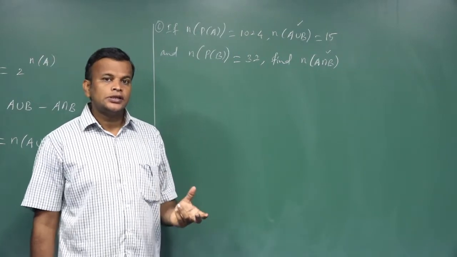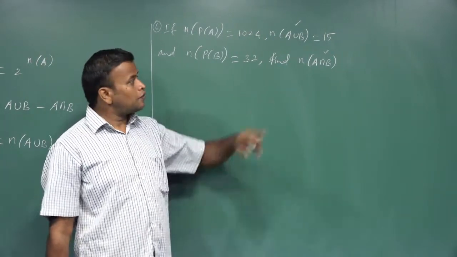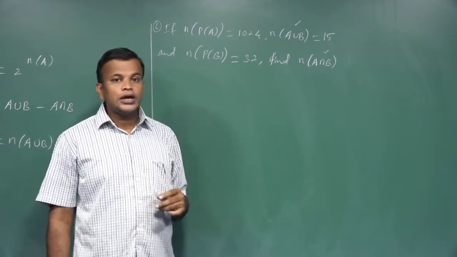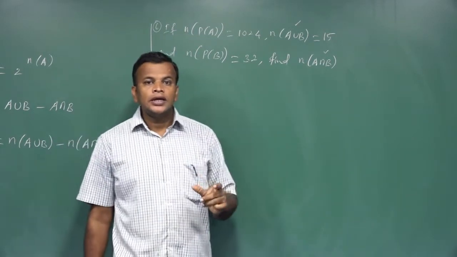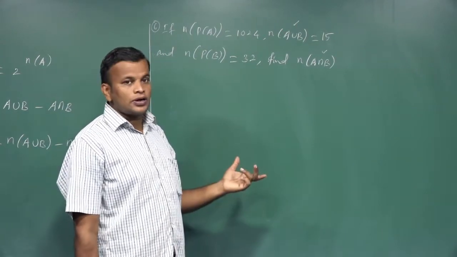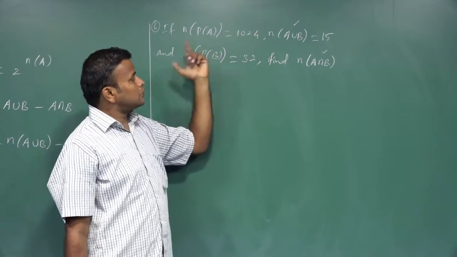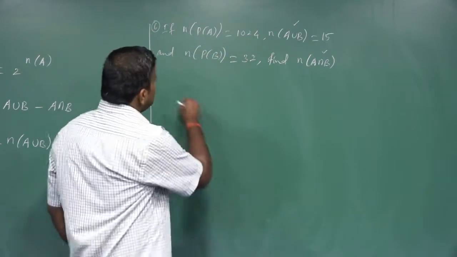The formula is the addition theorem. N of A union B is equal to n of A plus n of B minus n of A intersection B. So we need n of A and n of B. They are not given directly, but the power sets are given. So using these power sets, first we find n of A and n of B.